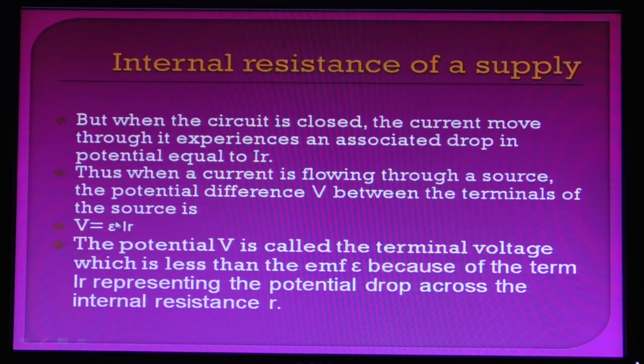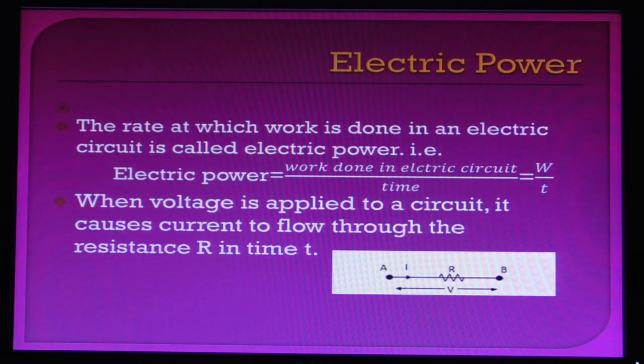By how much amount? By an amount given by I into R, because this much energy is dissipated when the current passes through the external resistance capital R. That's why V is less than epsilon when we deal with the closed circuit.